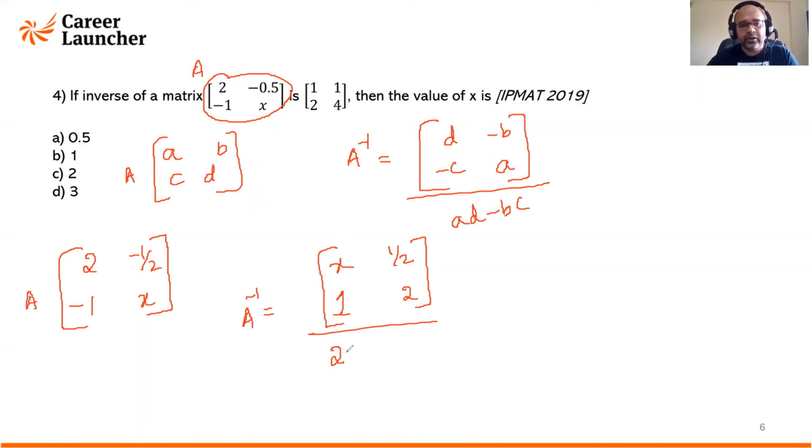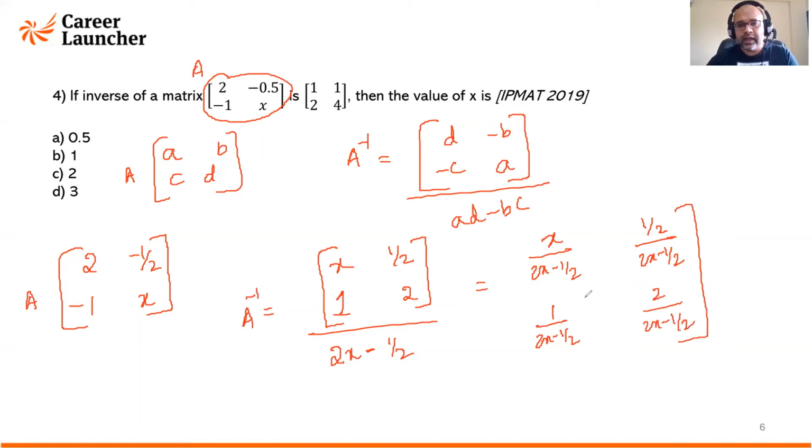divided by 2x minus the product of negative half and negative 1, which is half. Okay, so this is your A inverse. So this becomes x by 2x minus half, half by 2x minus half, 1 by 2x minus half, 2 by 2x minus half, and this is your A inverse, and they are saying this is equal to 1, 1, 2, 4.